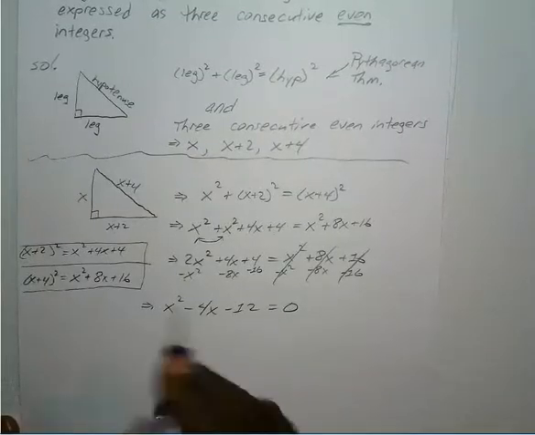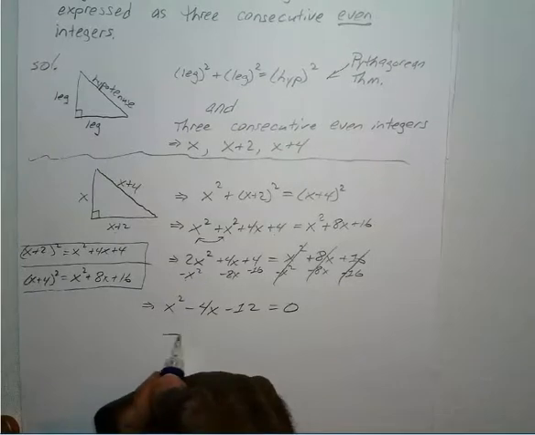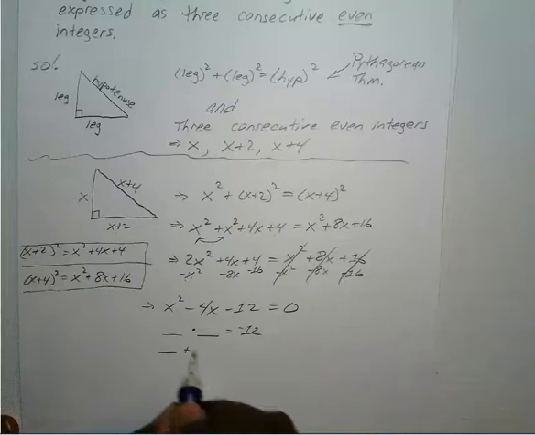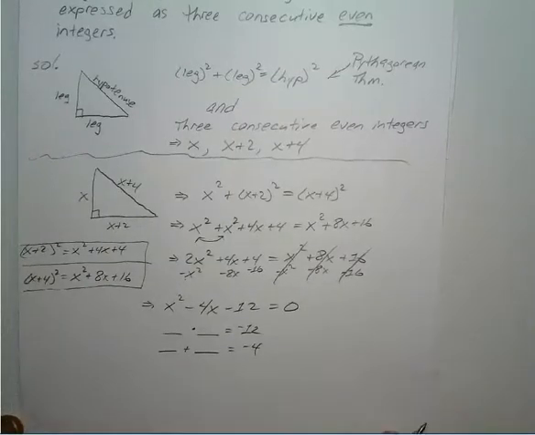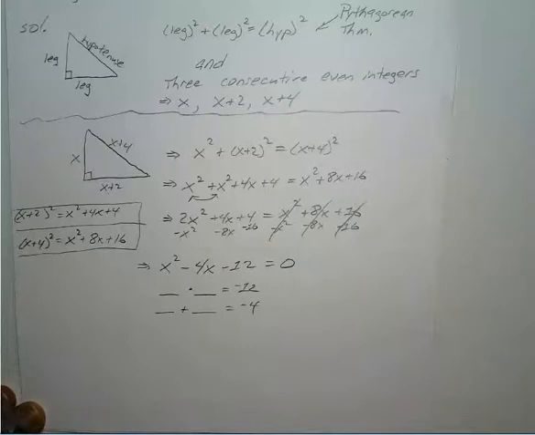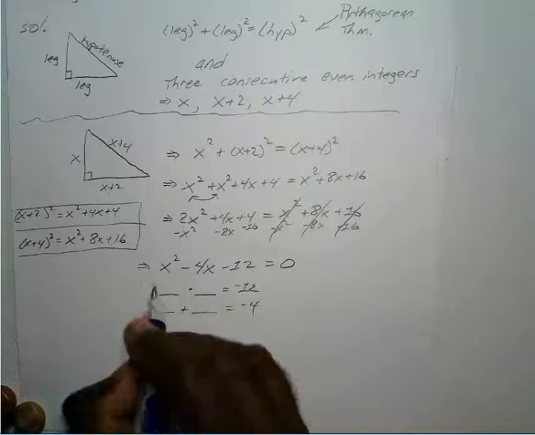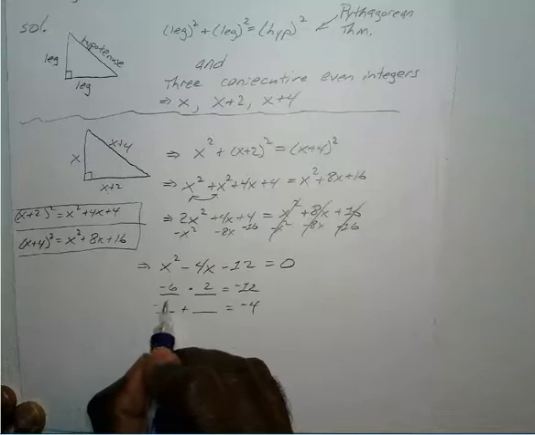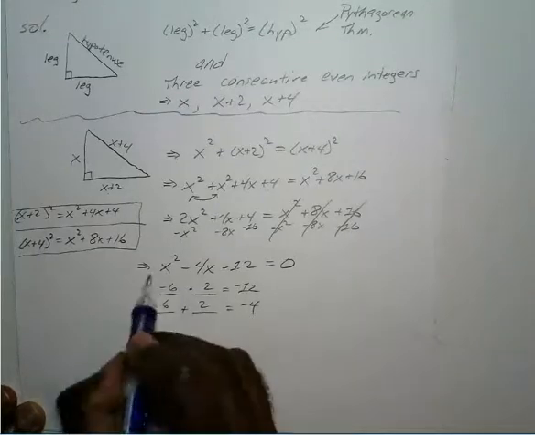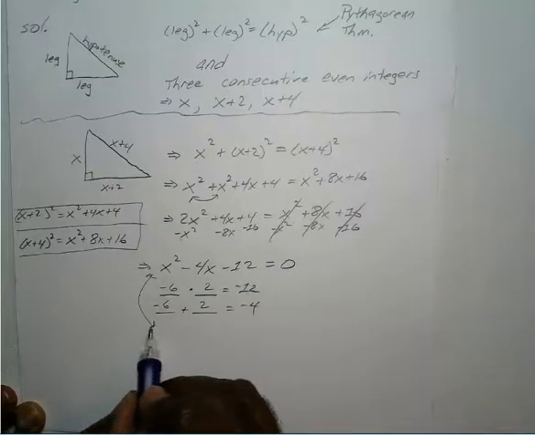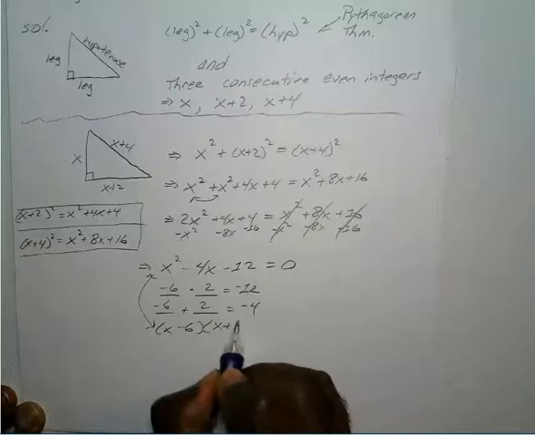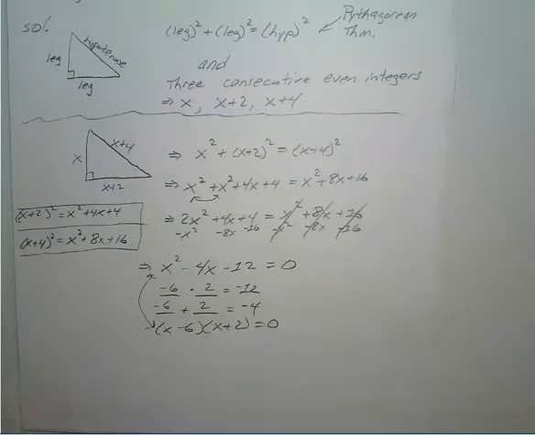Alright, so here we can factor this using the direct method. We have to find two numbers that multiply to equal your C, and those same two numbers add to equal your B. In this case, it looks like negative 6 and positive 2. Negative 6 times positive 2 gives you negative 12, and negative 6 plus positive 2 is negative 4. So this factors to become x minus 6 times x plus 2 equals 0.